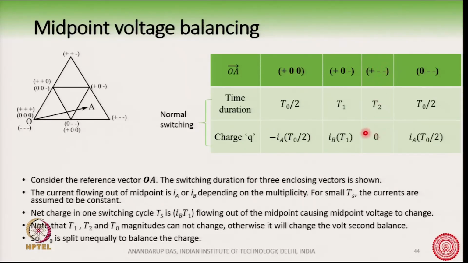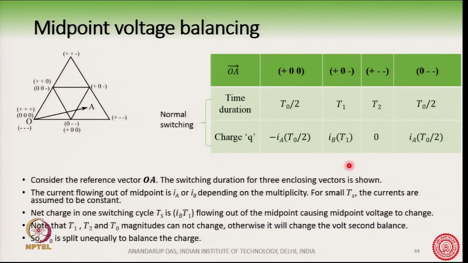When we access the large vector, the midpoint is not accessed. So, this is 0, and then when we have the complementary state 0 minus minus, we have Ia into T0 by 2 as the net charge which is flowing out of the midpoint. Okay. So, if you add all this in one switching cycle Ts, this and this will cancel, this term and this term will cancel. So, that the net charge which is flowing out of the midpoint will be equal to Ib times T1, right. This is what is going to cause the fluctuation in the midpoint voltage.